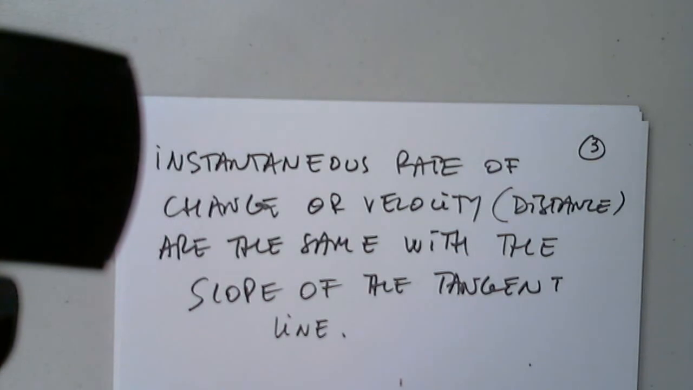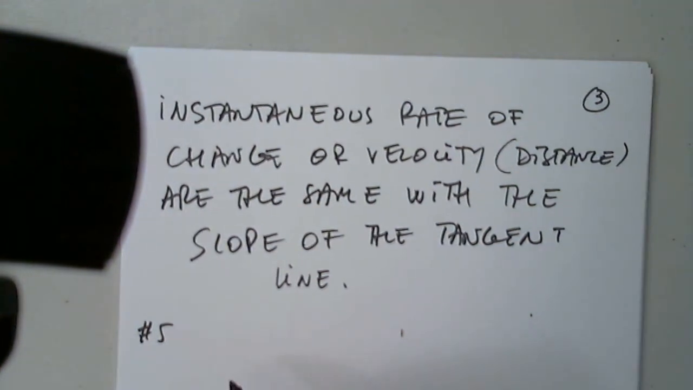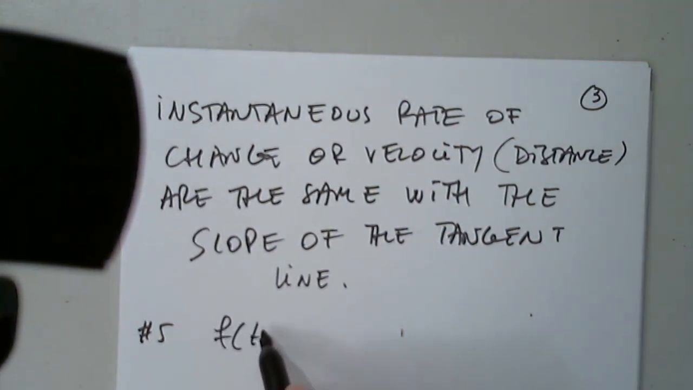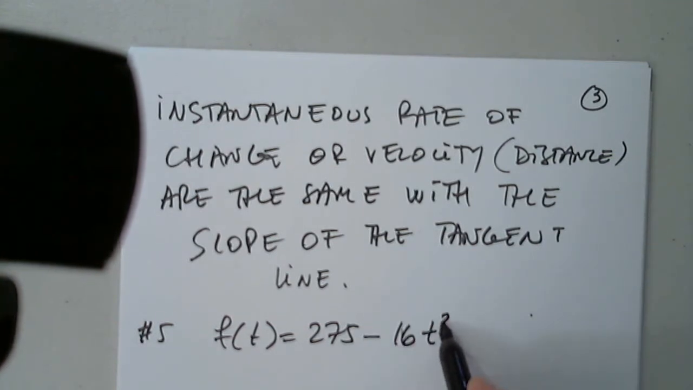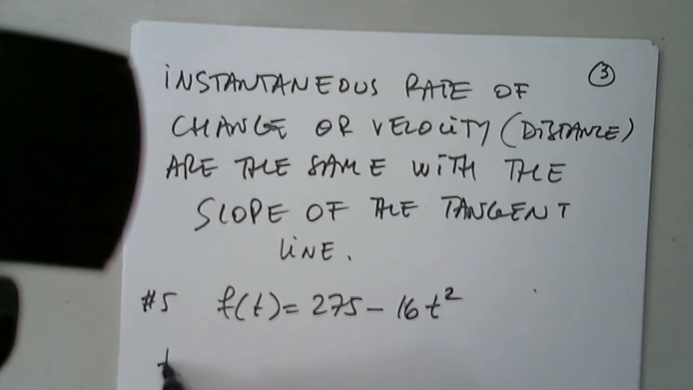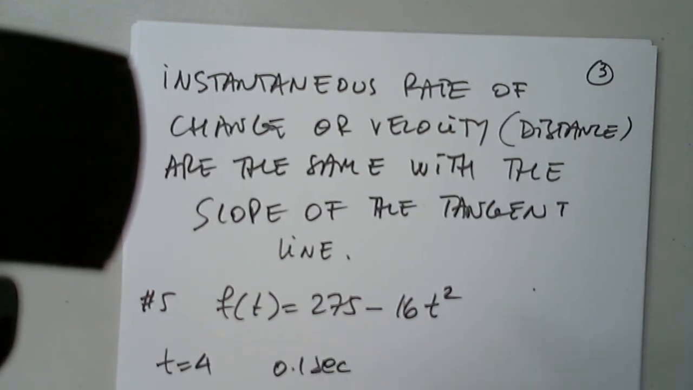So do you want to work on something like this? Okay, so let's do 5. On 5 we're given the function f of t equals 275 minus 16t squared. Find the average velocity of the pebble for the time period beginning with t equals 4 and lasting 0.1 seconds, or 0.05, or 0.01.